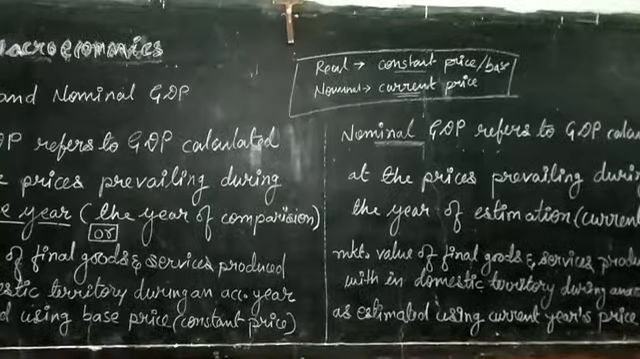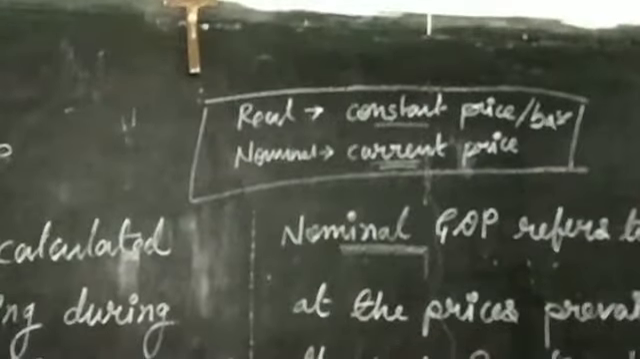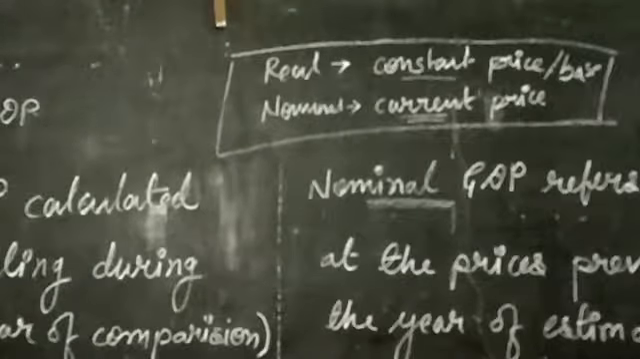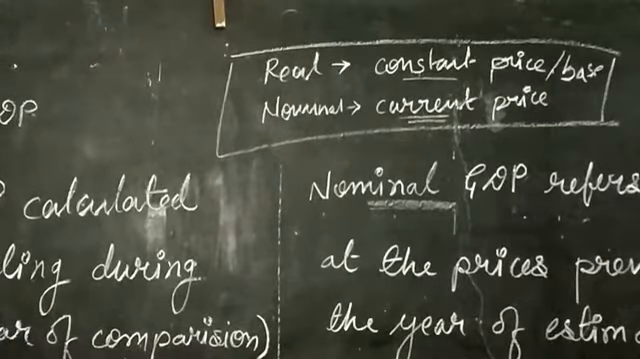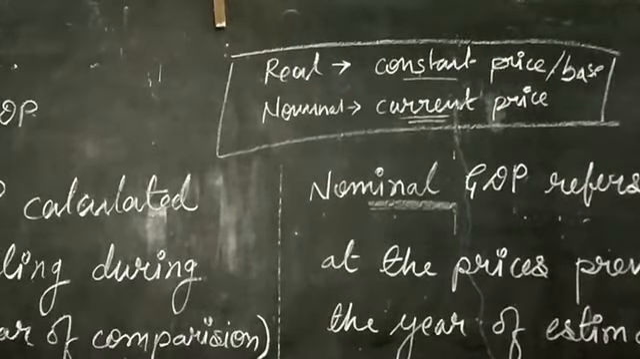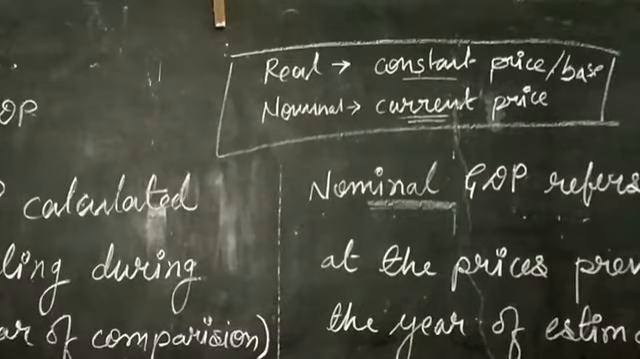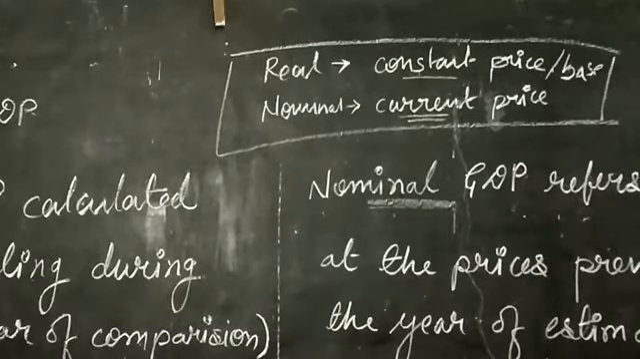We have to focus on the prices which we have to take for the estimation of national income. First, keep in mind that real GDP will be estimated at constant price or base price, and nominal GDP will be estimated at current prices, the prices of the current year. Nominal means current year's price, real means base year's price or constant price. This is the only difference by which we can easily understand the concept of real and nominal GDP.